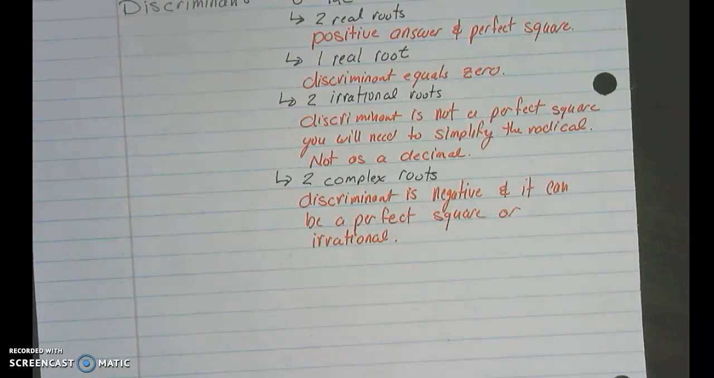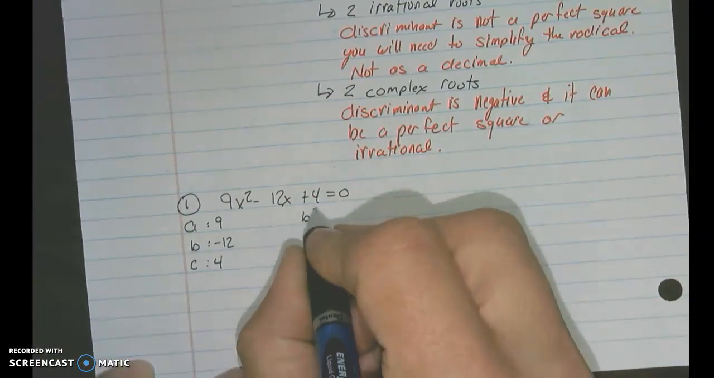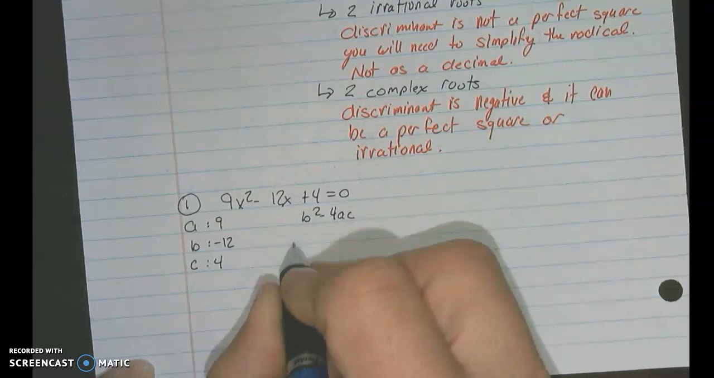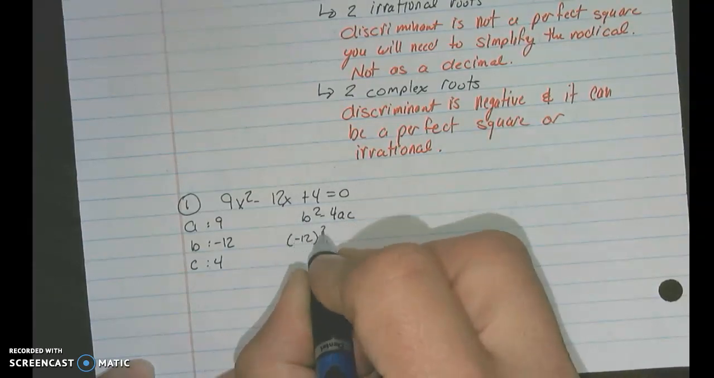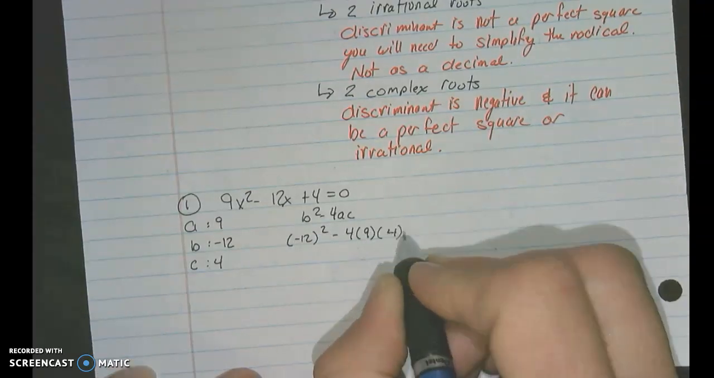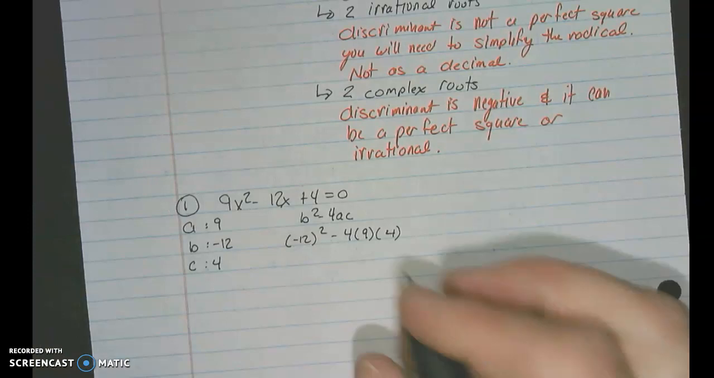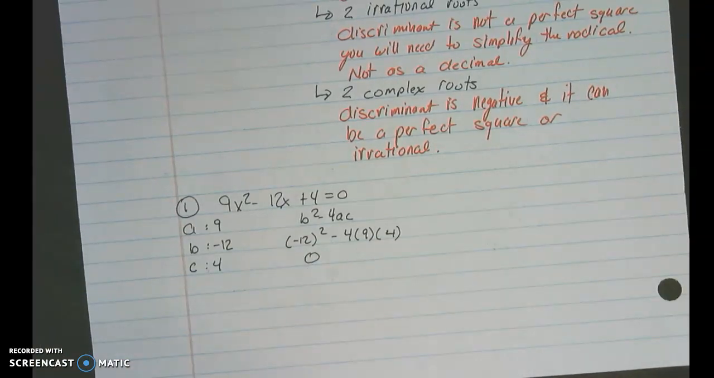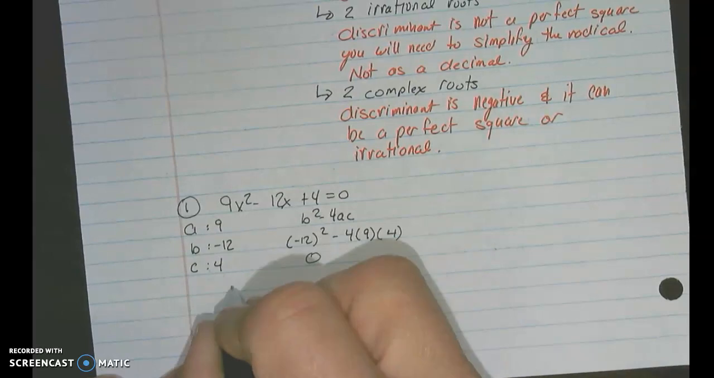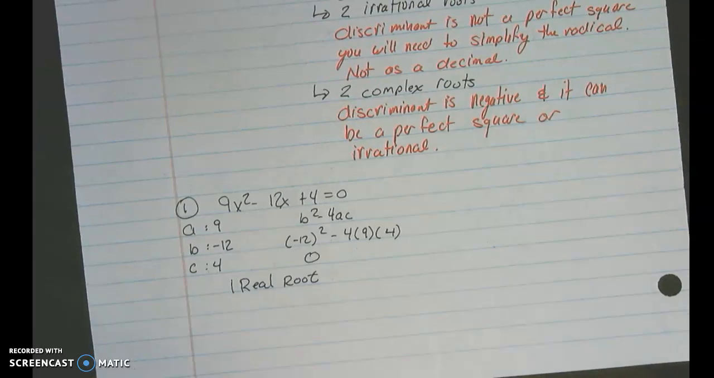So let's do a couple examples. Okay, so we're just doing the discriminant on this one. So we know that it's b squared minus 4ac. We're going to take our negative 12, square it, minus 4 times 9 times 4. So 144, because 12 squared is 144, minus 4 times 9 times 4. That gives us 0. So when the answer is 0, what does your discriminant say? You're going to say 1 real root.